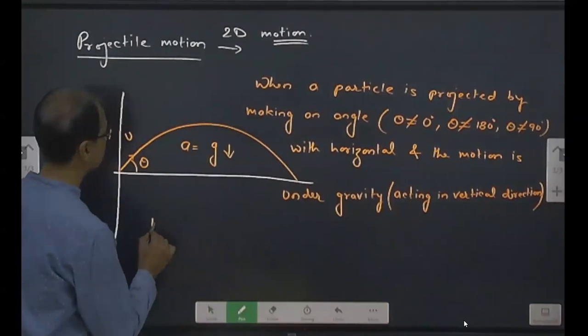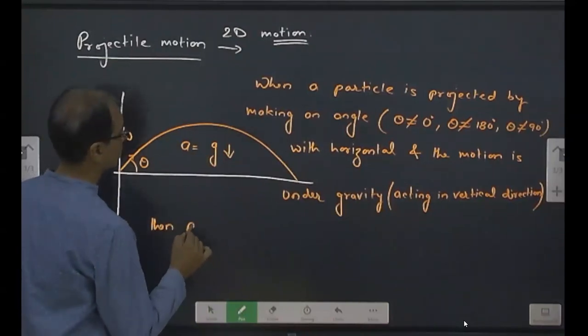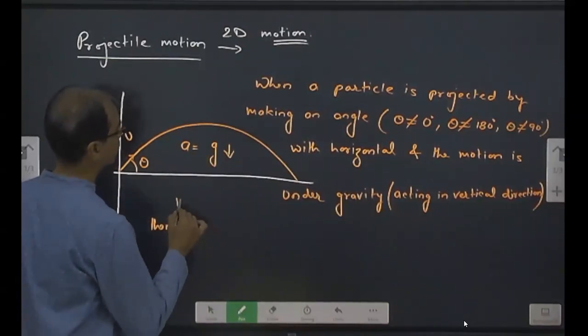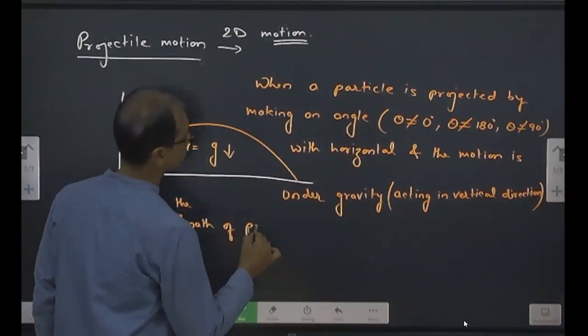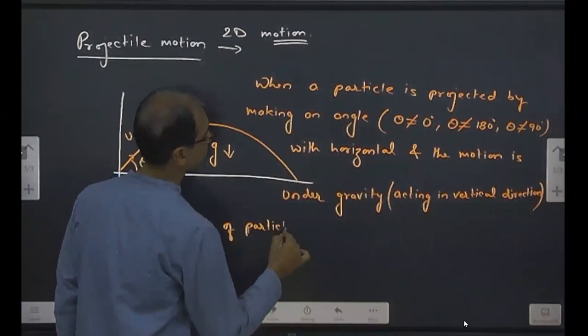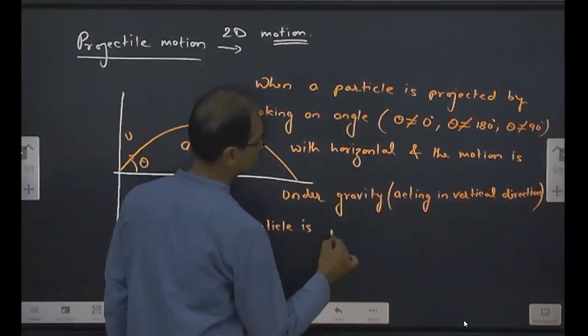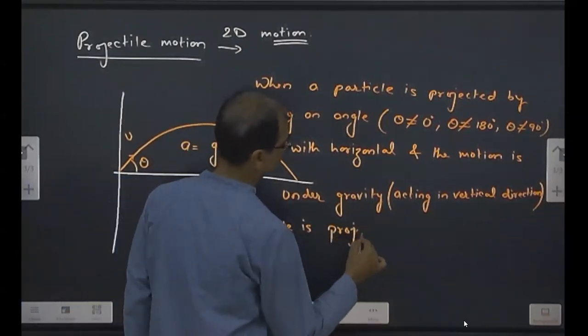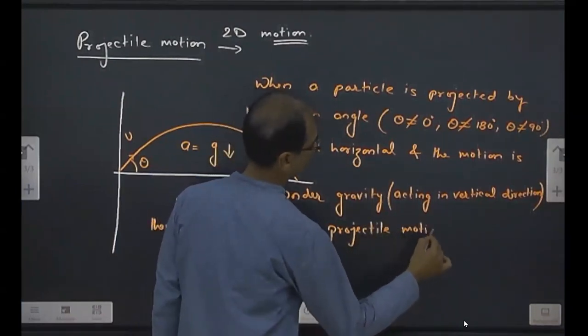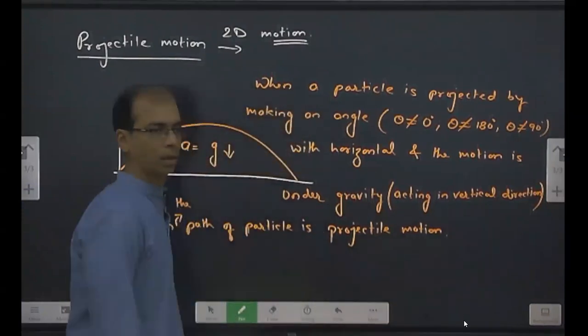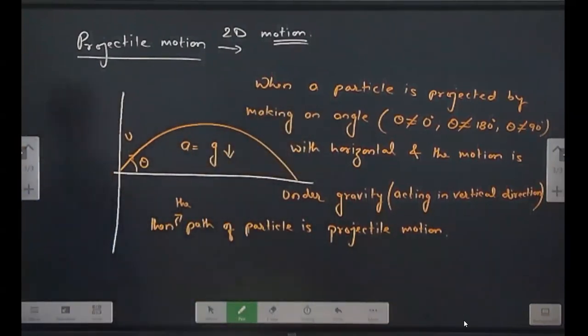Then the path of the particle is projectile motion. This is the definition. Right? Note that one.